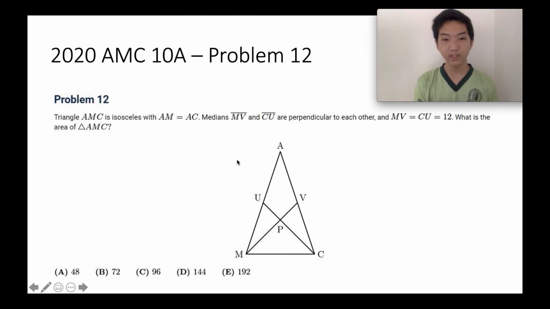A median is a line drawn from an angle to the midpoint of the opposite side. So in this case, median MV is drawn from angle M to the midpoint of AC. So what that means is that AV is equal to VC, because a midpoint is at the middle of the line segment. And CU is drawn from angle C to the midpoint of segment AM.